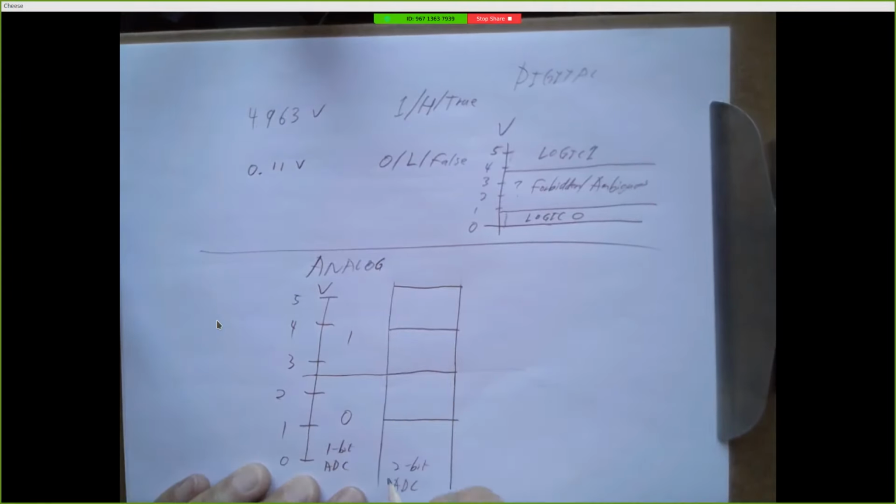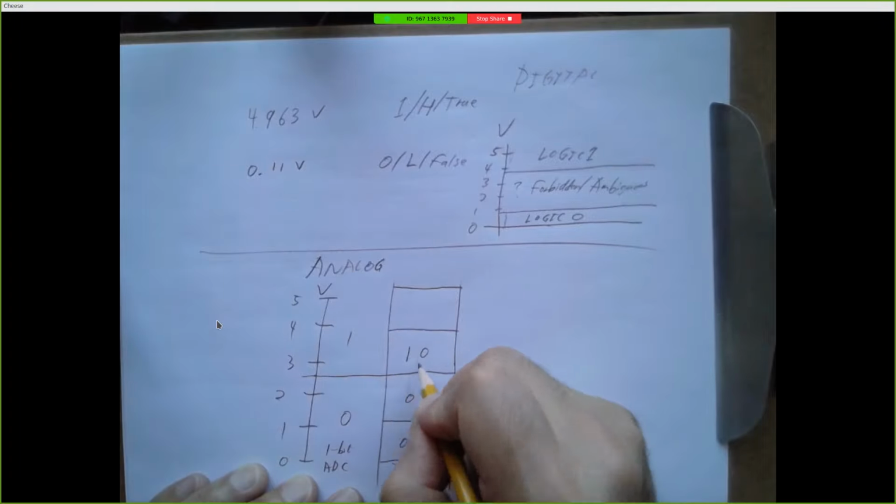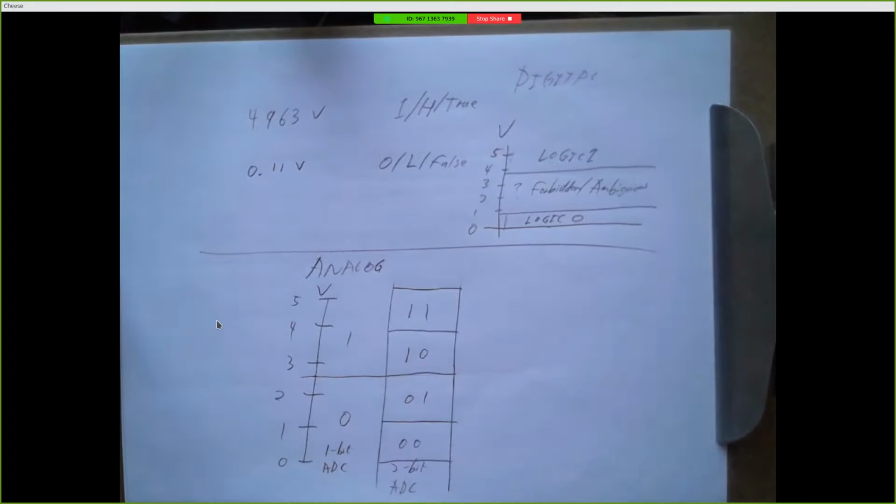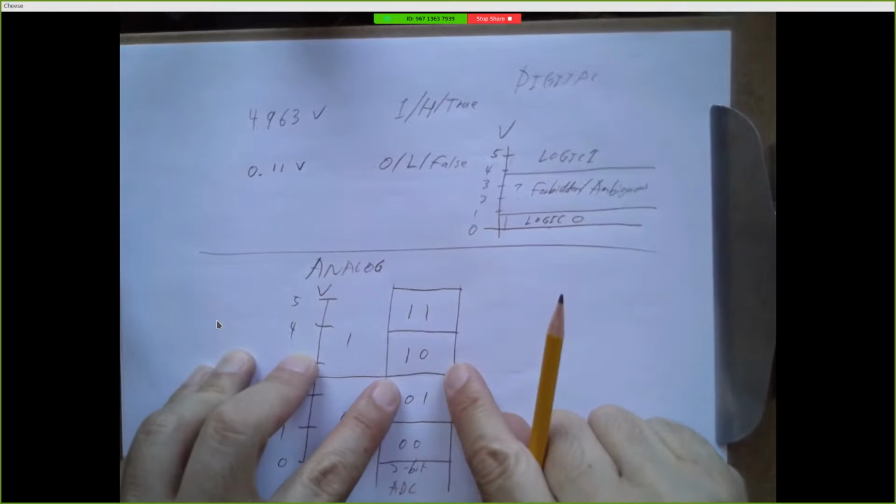And I would say anything in this lowest bin, I'm going to call that 0, 0. This next bin will be 0, 1. Anything up here will be 1, 0, and anything that's really close to 5 volts will be 1, 1. So I'm using a pair of bits to represent an input voltage that could be anything from 0 to 5 volts, but this is a little more accurate.